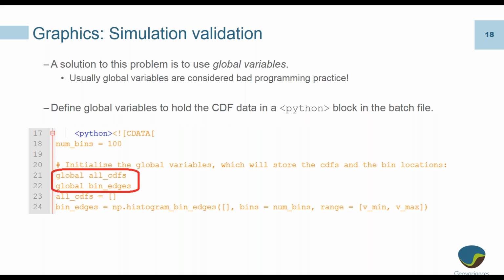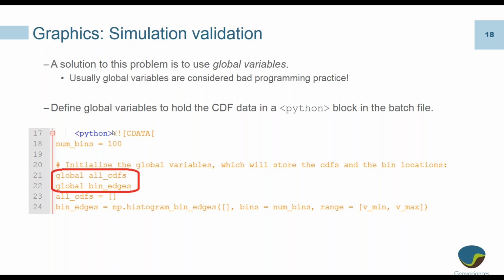Now, usually programmers will frown at you if you use global variables. They'll say that's bad practice, it indicates poor design. You should rewrite your code to avoid them. But they are very convenient in the Isatis.neo context when you're trying to transfer data from one calculator task to another, or from a calculator task to a Python block of code in the batch file. So I've started to use these more and more when I'm doing these multi-data table calculations.